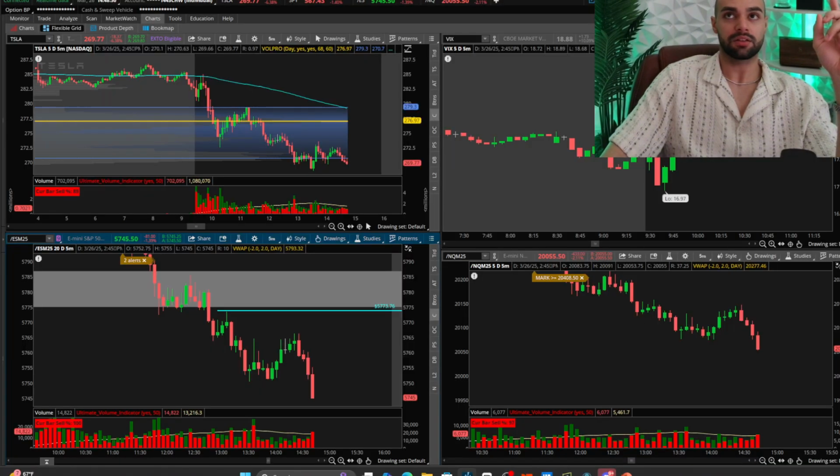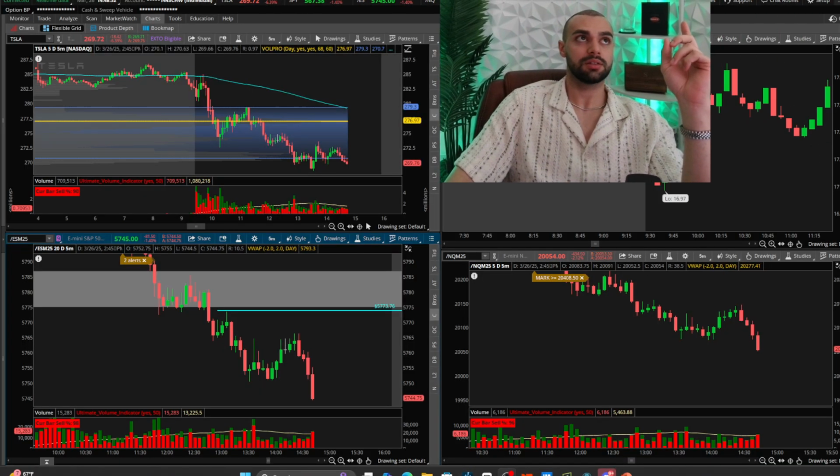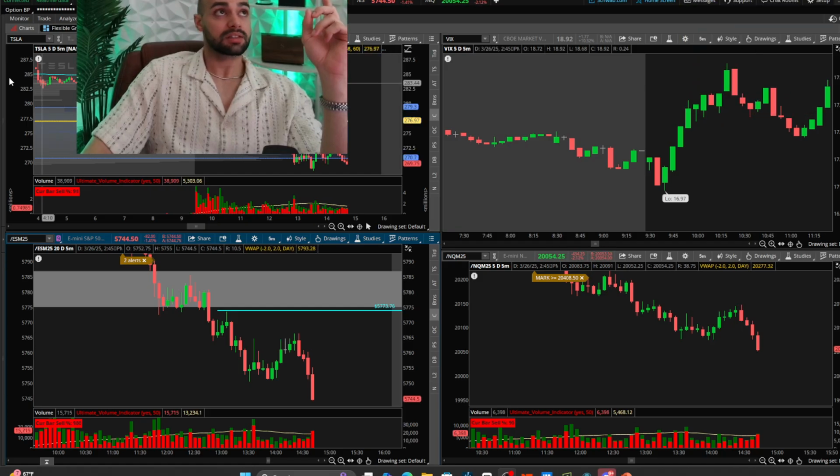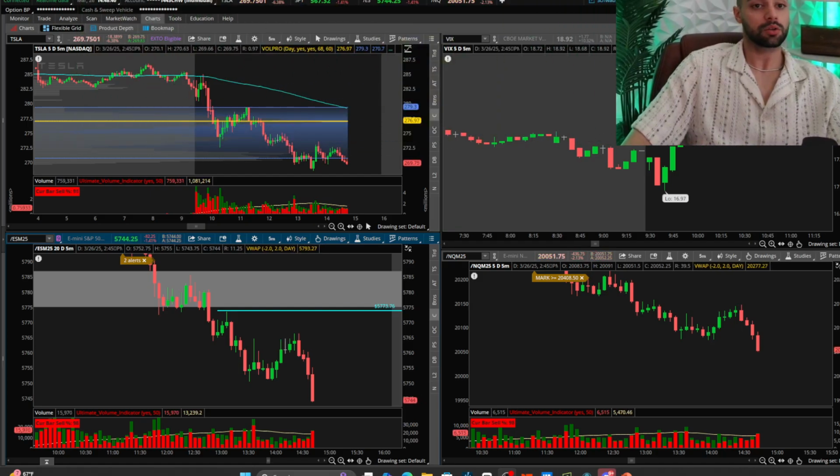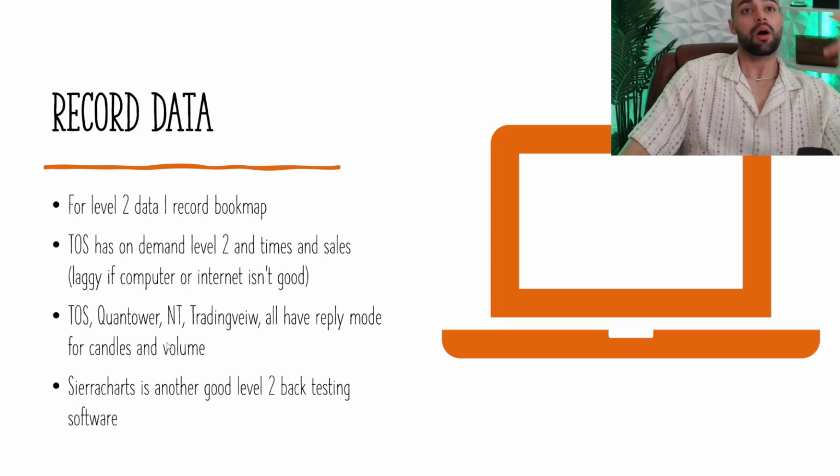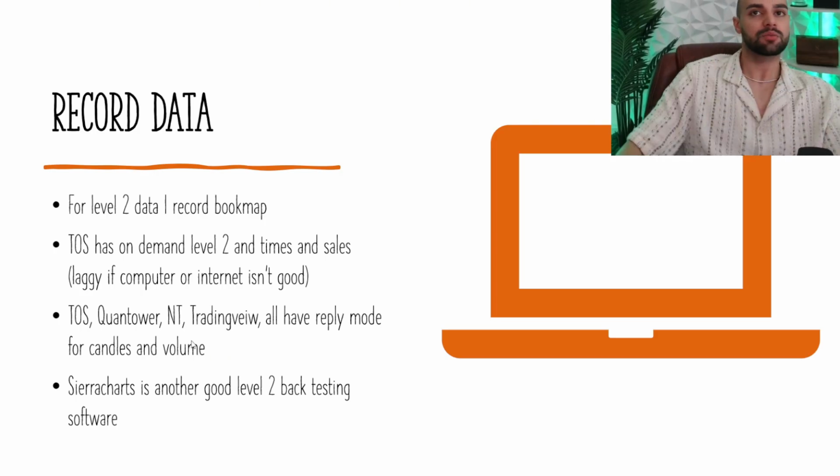All you have to do to backtest on Thinkorswim is press this button that you can't see right up here, right? You press that button and you're good to go. You can backtest on Thinkorswim. Very, very easy. Thinkorswim, Quantower, NinjaTrader, TradingView, all these platforms have replay mode, right?